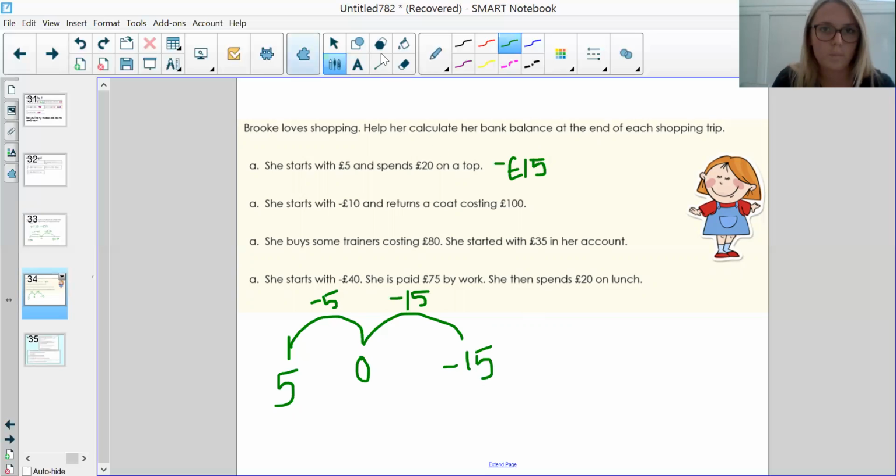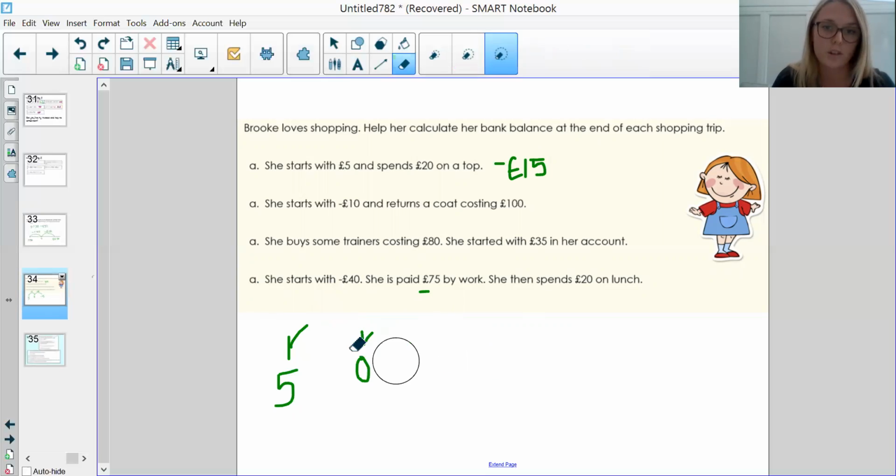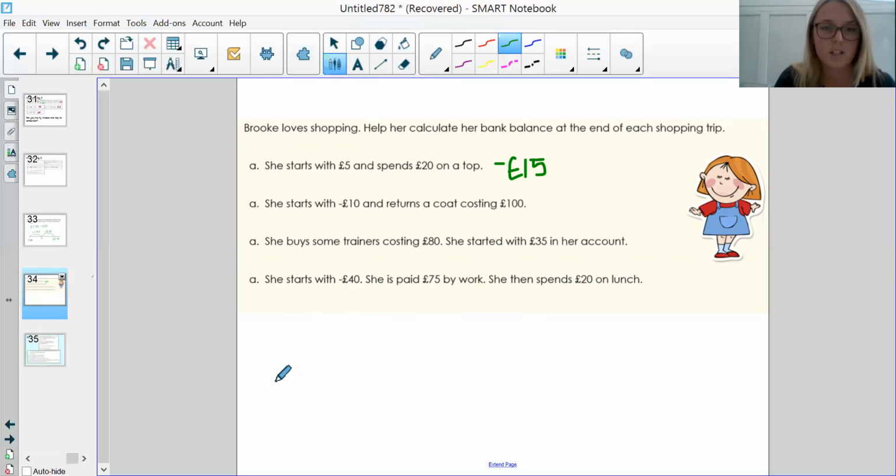For the next one, she starts with minus £10 and returns a coat costing £100. This time she's starting in the negative, but she's returning the coat. So that means she's getting the money back. Do we need to add it on, or do we need to take it away from minus 10? Well done. Yeah, we need to add it on because we are getting more money back. So minus 10. To jump up to the 0, we would add on 10.